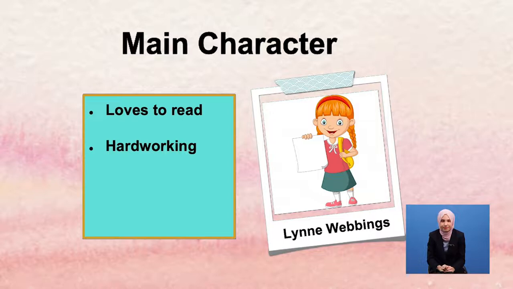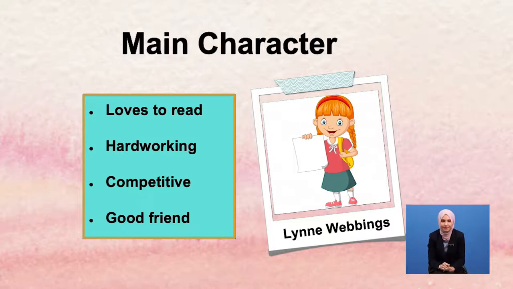Another characteristic about this character is competitive. Lin hopes to win the medal instead of Joff. She even hopes that it could at least be a tie between them. We also know that Lin is a good friend. She debates whether she should report Joff since she is afraid that her action may affect Joff.